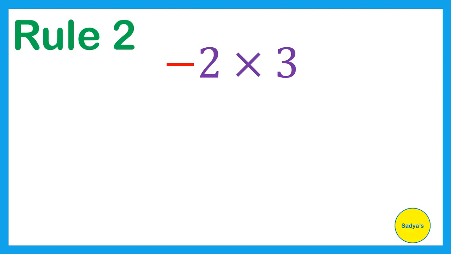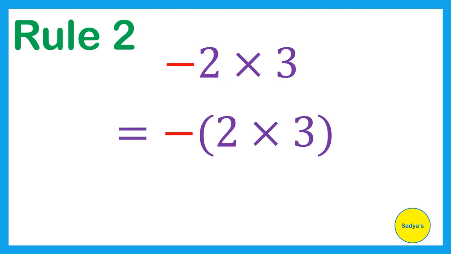Let's see some examples. Negative 2 multiplied with 3. Here 2 is a negative number and 3 is a positive number. Since one number is negative, the answer should be negative. So we can write the negative sign first and then we can multiply the two numbers together. So 2 into 3 is 6. So the answer is negative 6.